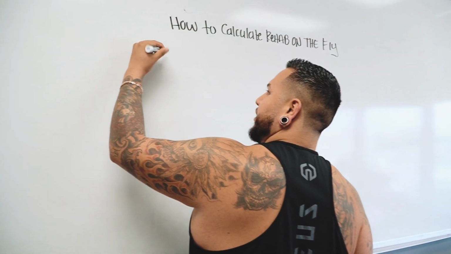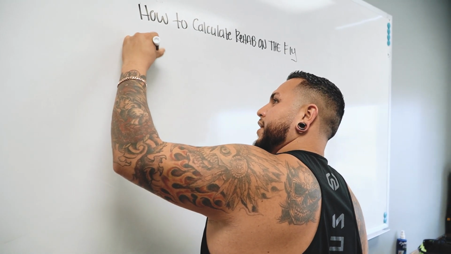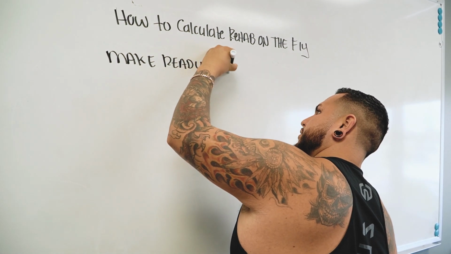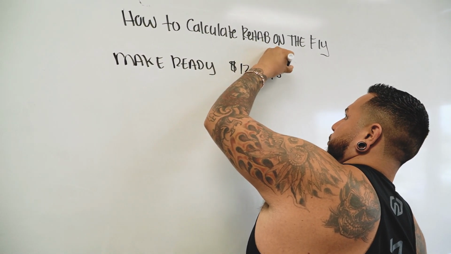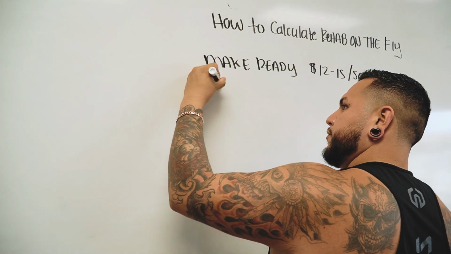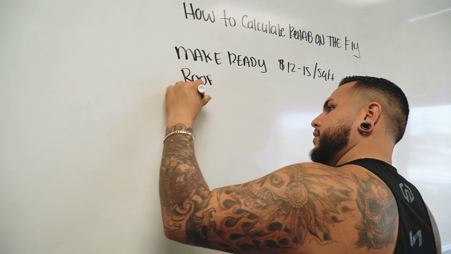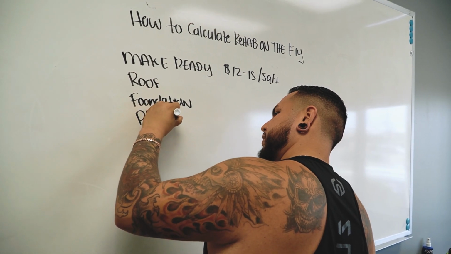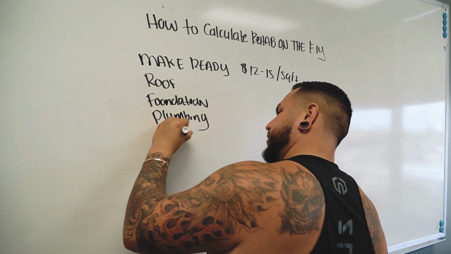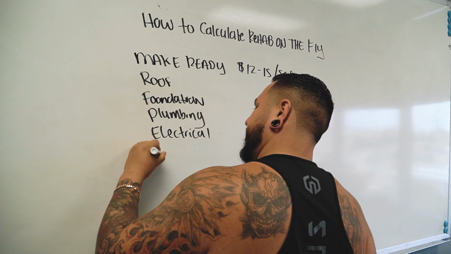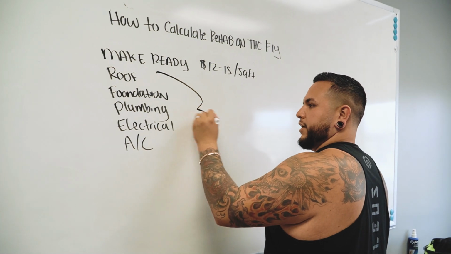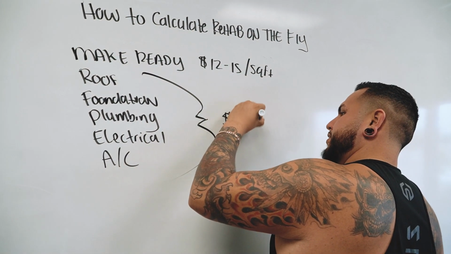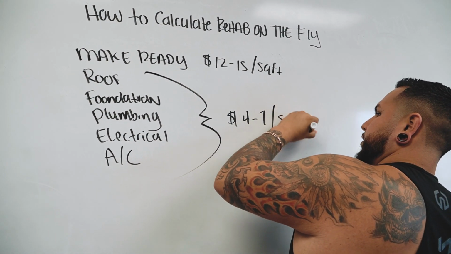So guys, for a make-ready rehab, this is lipstick. So make-ready is going to be between $12 and $15 a square foot. Your roof, your foundation, your plumbing, your electrical, and your AC unit are all going to equate to the same concept. This is going to be between $4 and $7 a square foot.